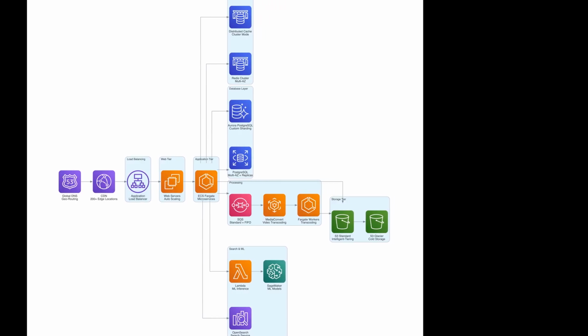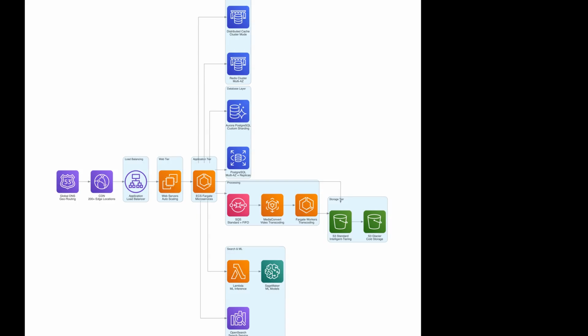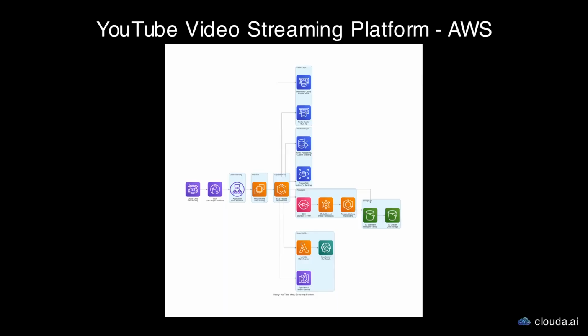Moving to our compute layer, we leverage ECS Fargate for containerized microservices, giving us the flexibility to scale individual components independently. Our video transcoding pipeline uses MediaConvert combined with Lambda and ECS Fargate workers to process uploads in parallel, converting videos to multiple resolutions and formats. For real-time recommendations, we deploy SageMaker ML models with Lambda for fast inference, while SQS queues handle asynchronous tasks like notifications and analytics. Now let's examine our data layer.